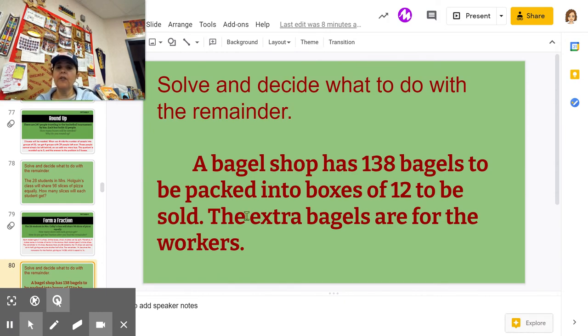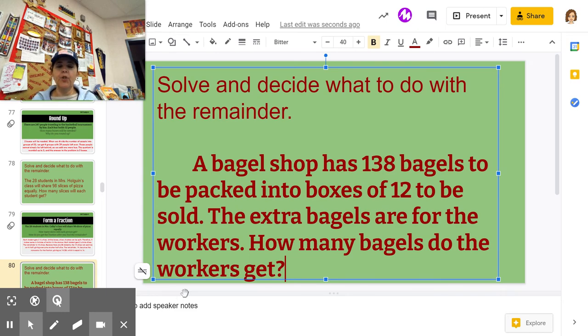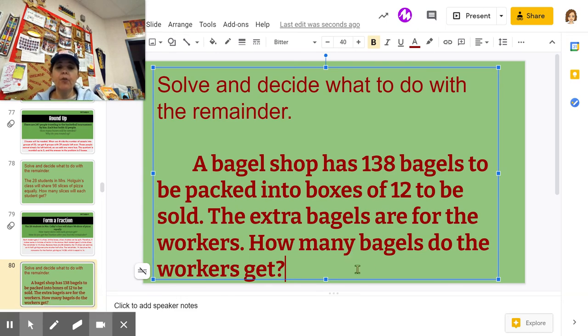Okay, let's take a look at this one. A bagel shop has 138 bagels to be packed into boxes of 12 to be sold. The extra bagels are for the workers. So how many bagels do the workers get? So I forgot to add that here. So let me pause that. Okay, much better. So I added it. How many bagels do the workers get?